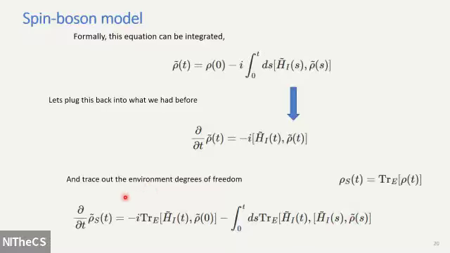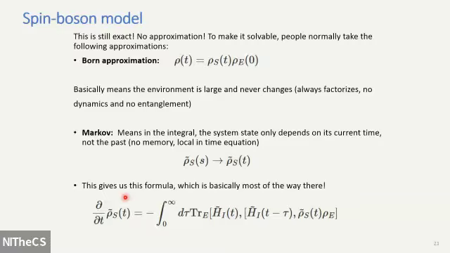There's no approximation here. So now this is where you hit the normal textbook approximations. So the first one is this Born approximation, where you essentially assume that the initial condition of the system environment is a product state, so there's no entanglement, and also that the environment essentially is static and never changes. We allow the system density operator to evolve in time, but we don't allow the environment operator. So this just assumes that the environment is very large and never changes.